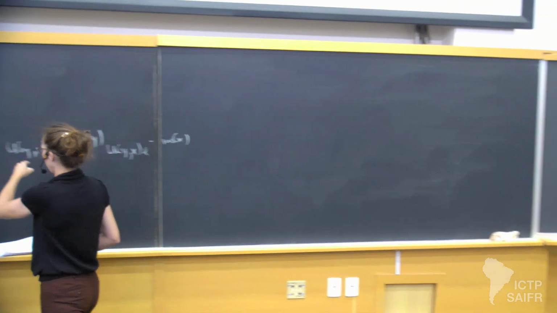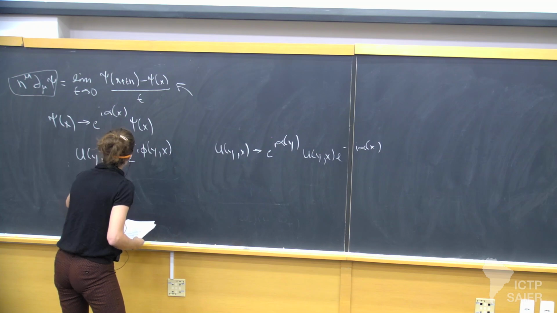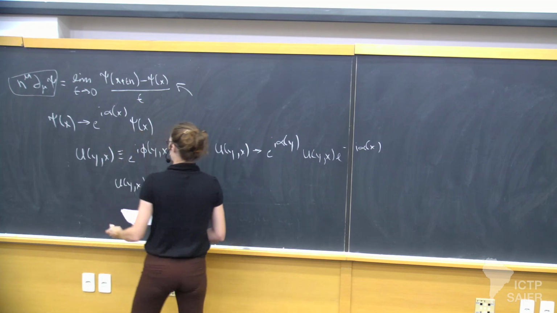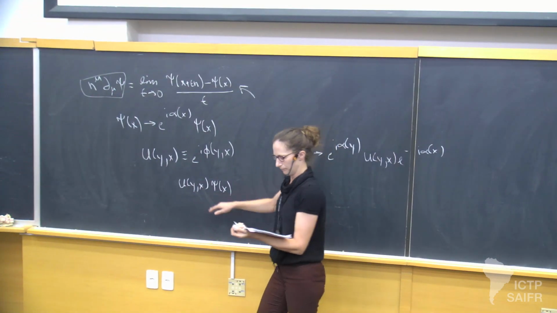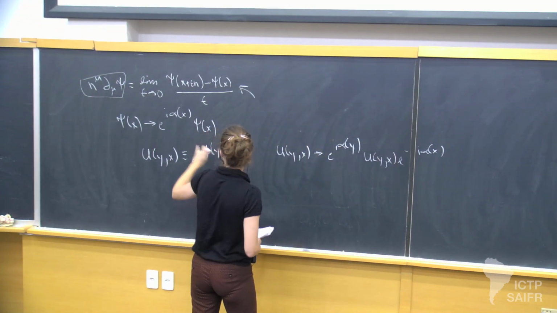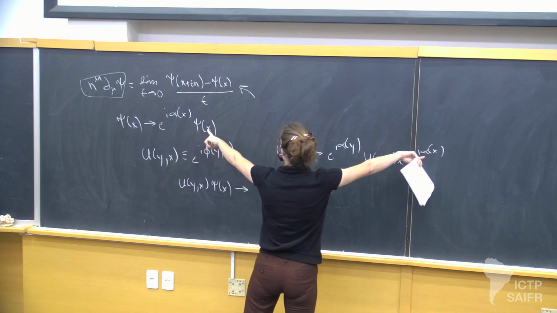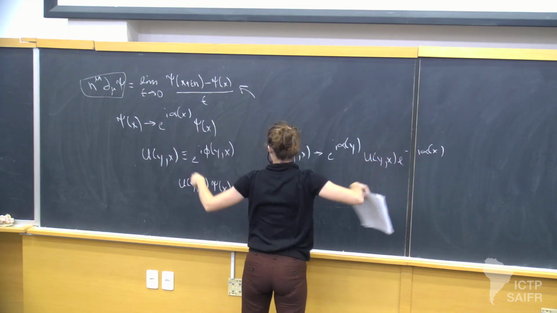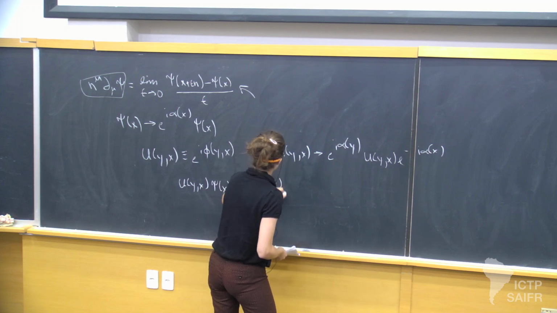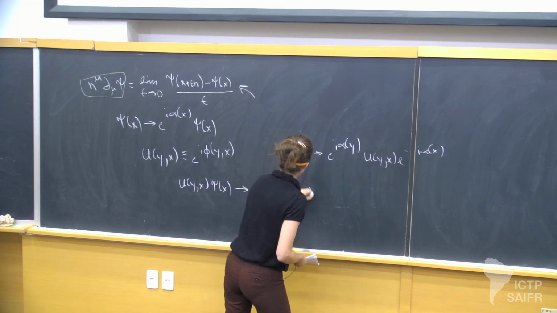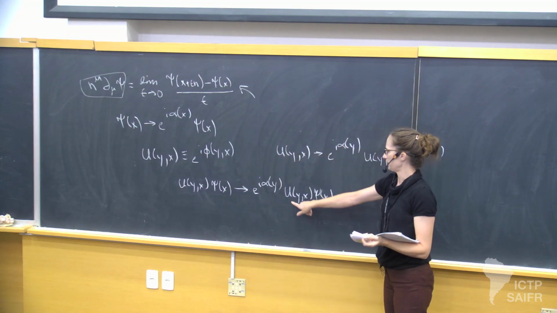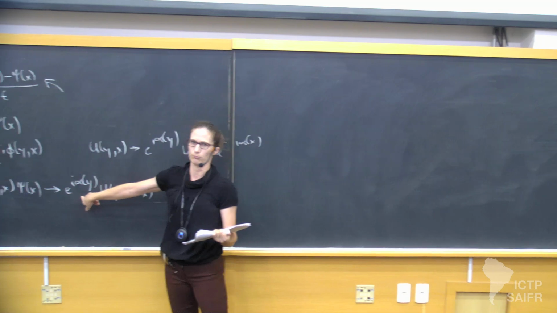So now if I apply this thing to a field, if you take this and this together, these guys are going to cancel, and this thing transforms as you would expect for a field that's been transported to position y.